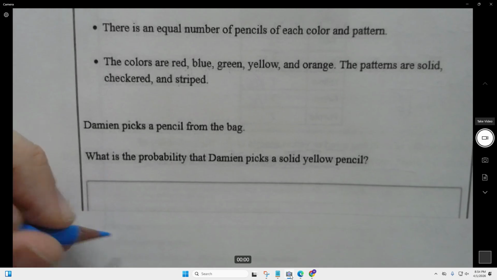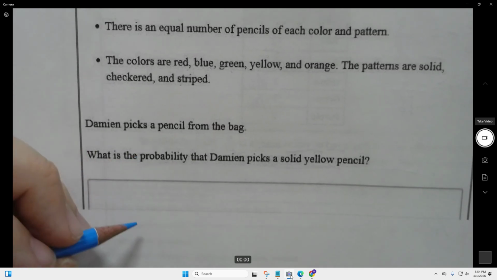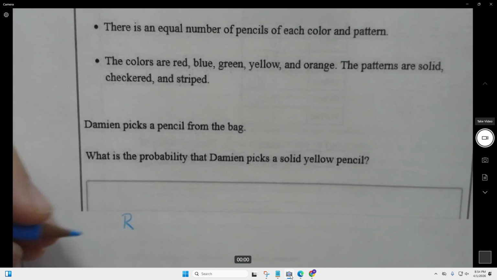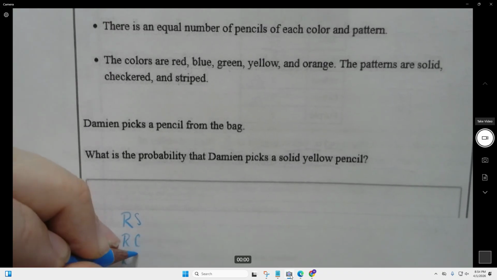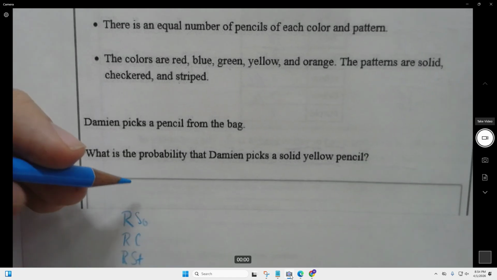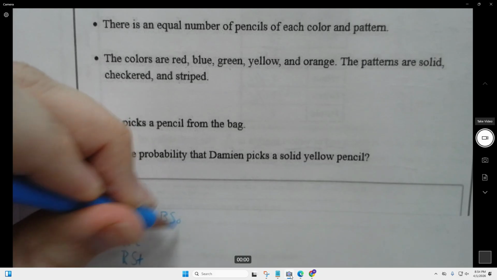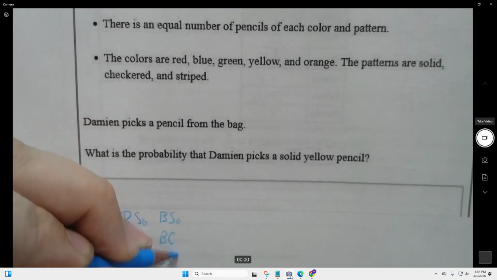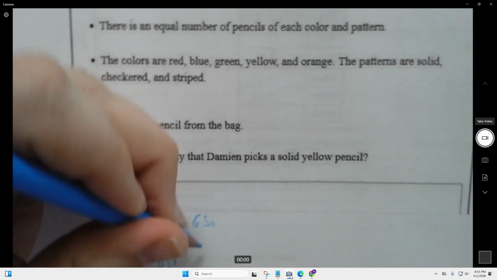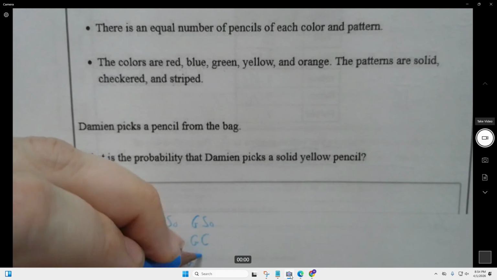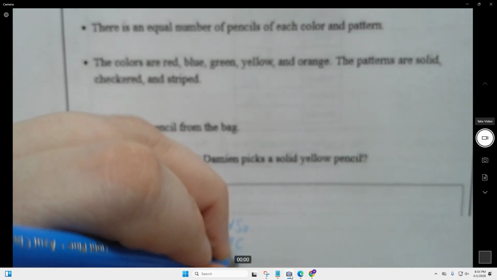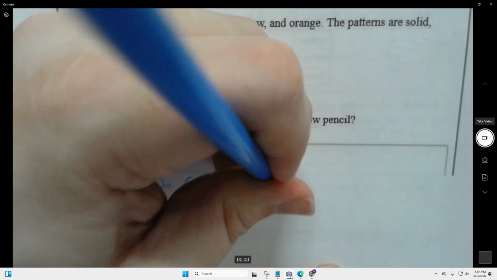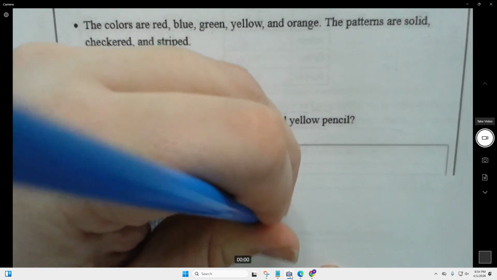So let's think about this. Okay, we have 3 patterns. We have solid, checkered, and striped. So for red, there is red solid, red checkered, red striped. Then you have blue solid, blue checkered, blue striped. Then you have green solid, green checkered, green striped. Then you have yellow solid, yellow checkered, yellow striped. And finally, you have orange solid, orange checkered, orange striped.